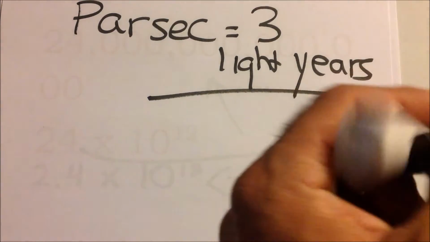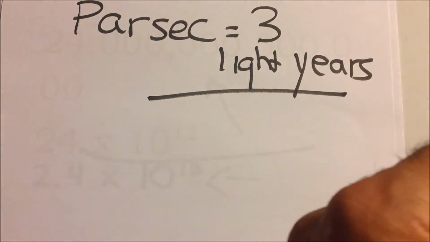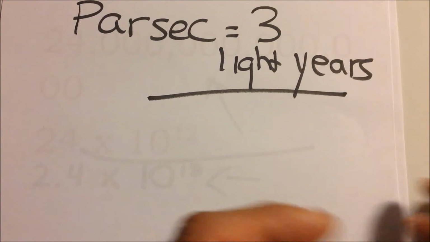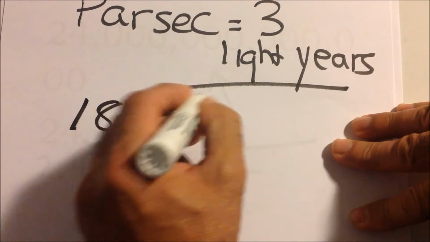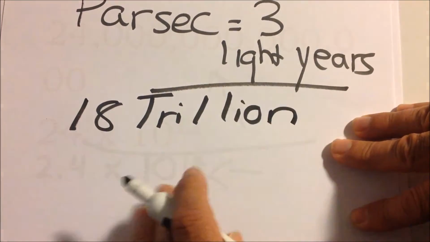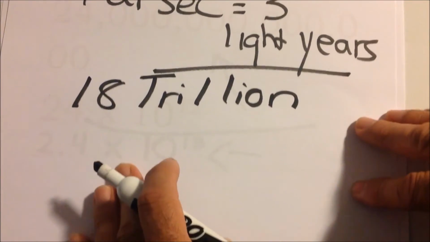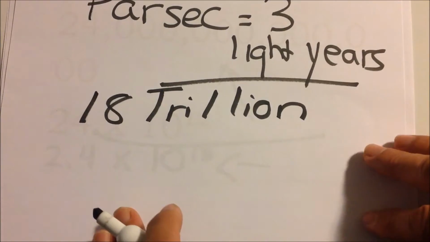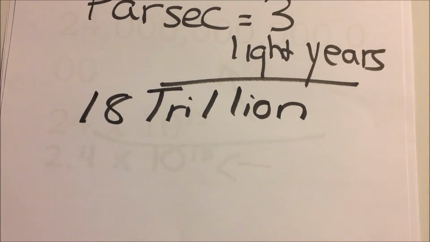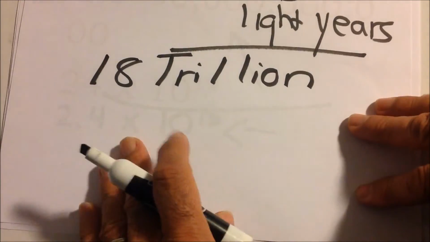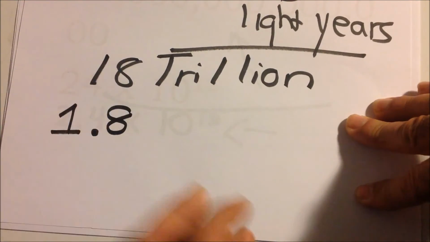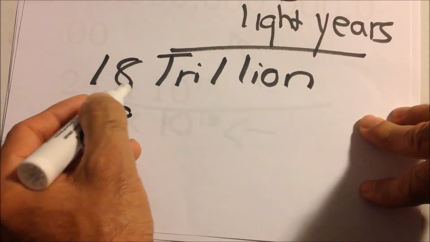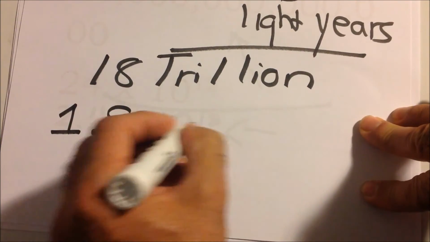So we know that light travels 6 trillion miles in a year. So in 3 years, it will travel 18 trillion miles. Not exactly, but we're rounding. So 18 trillion miles. How would you write 18 trillion miles in scientific notation? Okay, so we always use the first number. Put a decimal. And the 8. If that was a 0, we wouldn't put a decimal. And we times it by 10, always.